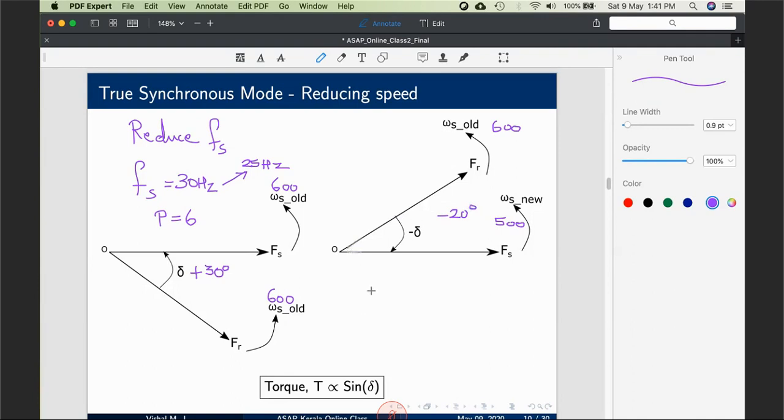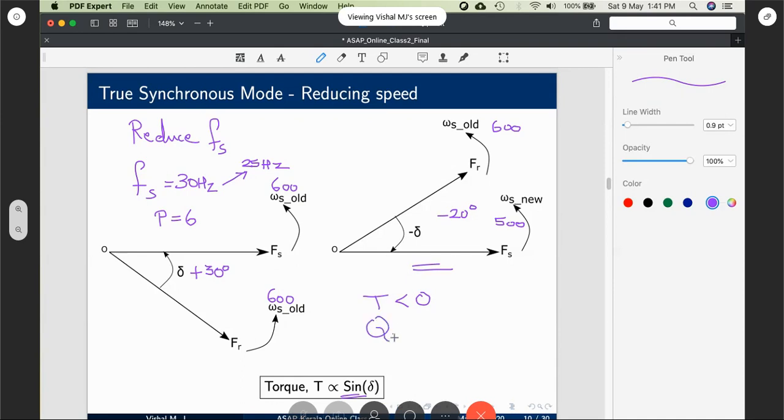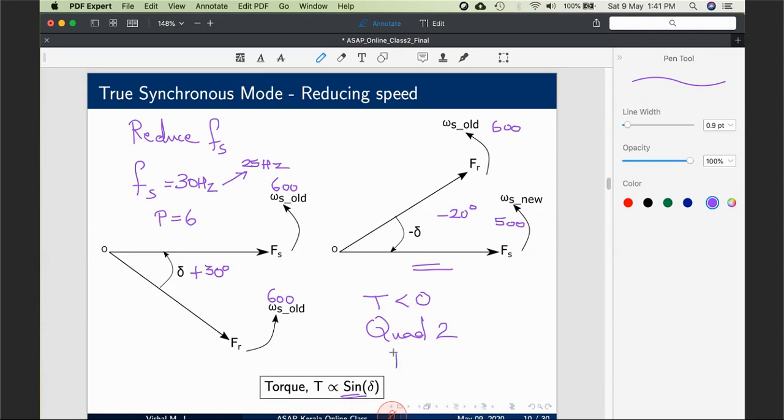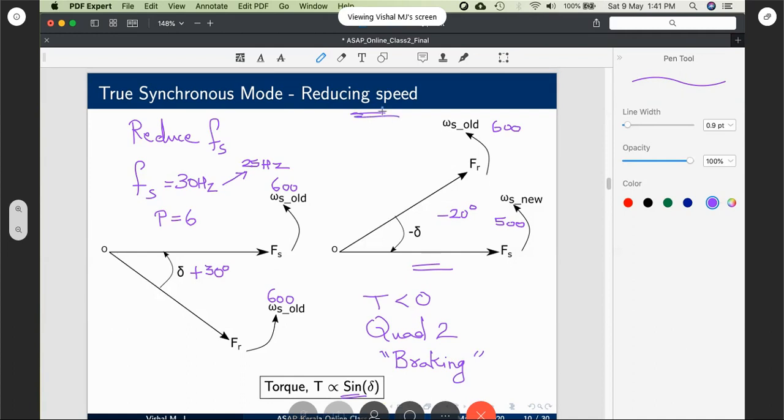What happens to the torque? Since torque is proportional to sine delta, sine of minus delta is minus sine delta, so torque is negative now. In this mode, torque is negative. What do you mean by torque is negative? Operation is in quadrant 2, second quadrant operation. And what is the peculiarity of the second quadrant? It is forward braking mode. If a machine undergoes braking, what happens? The speed will reduce, and that's what we want.